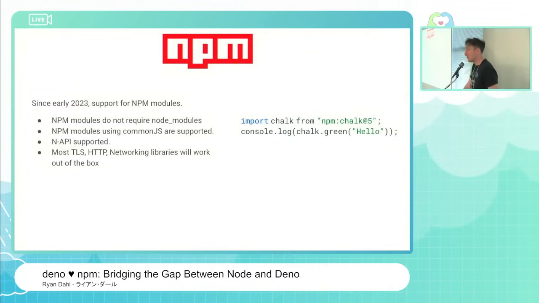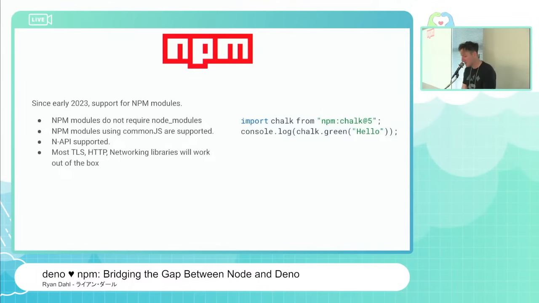NPM modules also work in Deno, and this gets pretty crazy. There's a lot that goes into this, but it's very easy to use. Deno didn't originally support built-in Node APIs and NPM modules. We started doing this late last year, early this year, and it's a pretty big project. Supporting all those APIs is taking a while. We're not quite done yet, but it's getting really good these days.